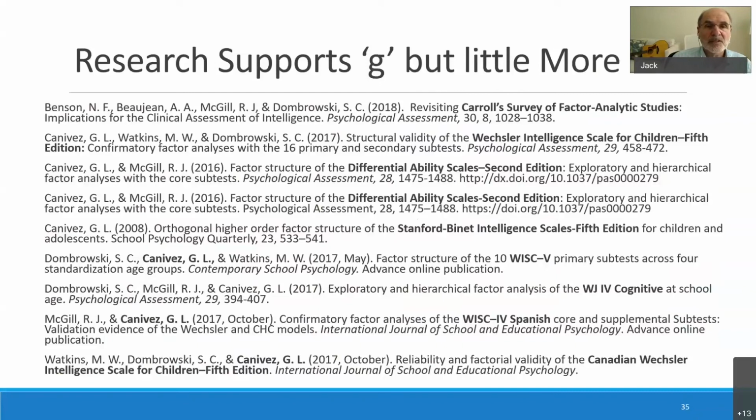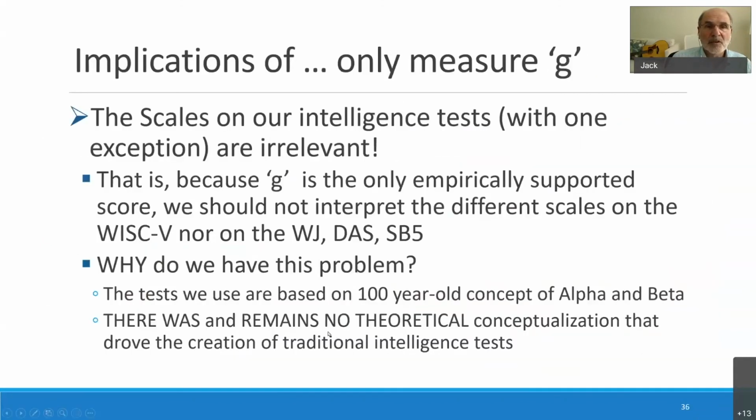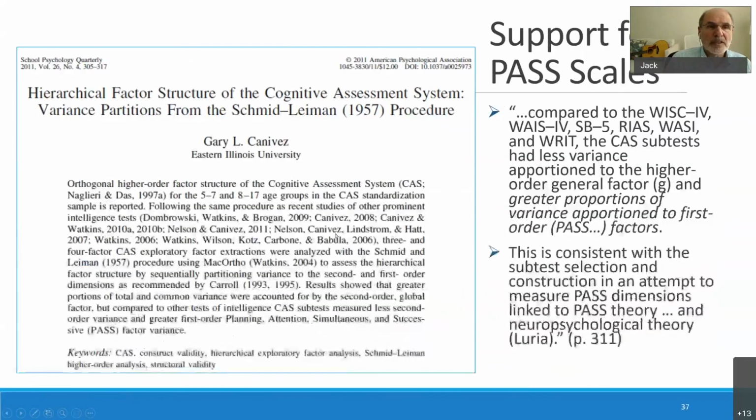Study after study after study have shown that our intelligence tests, with one exception, the scales, are not relevant. The G is the only empirically supported score. We should not interpret the different scales, or certainly not the subtest level. Only one exception. Yes.